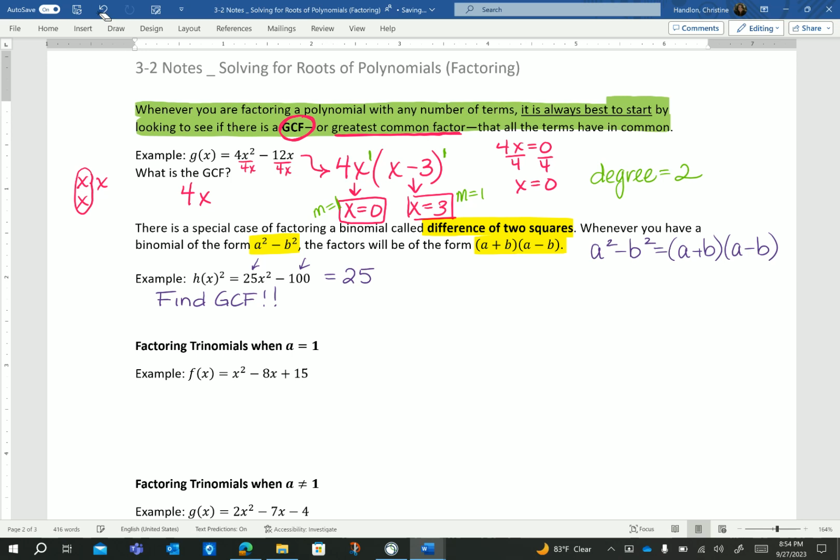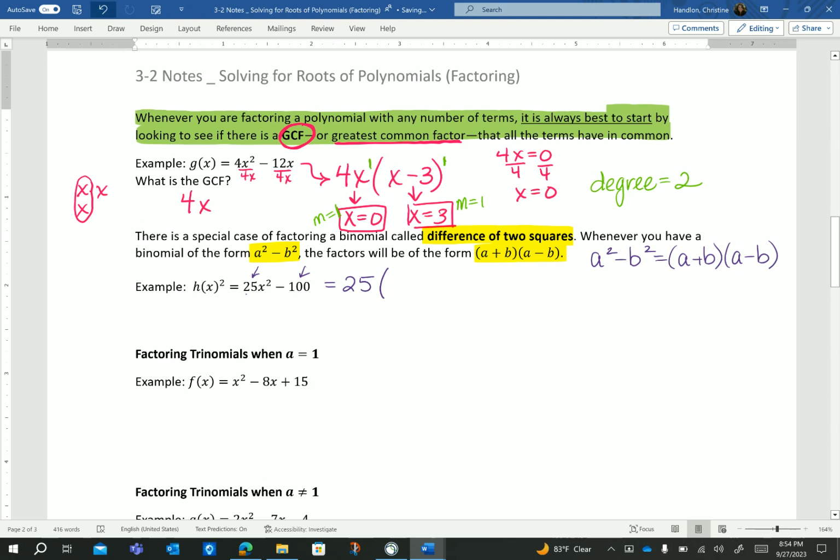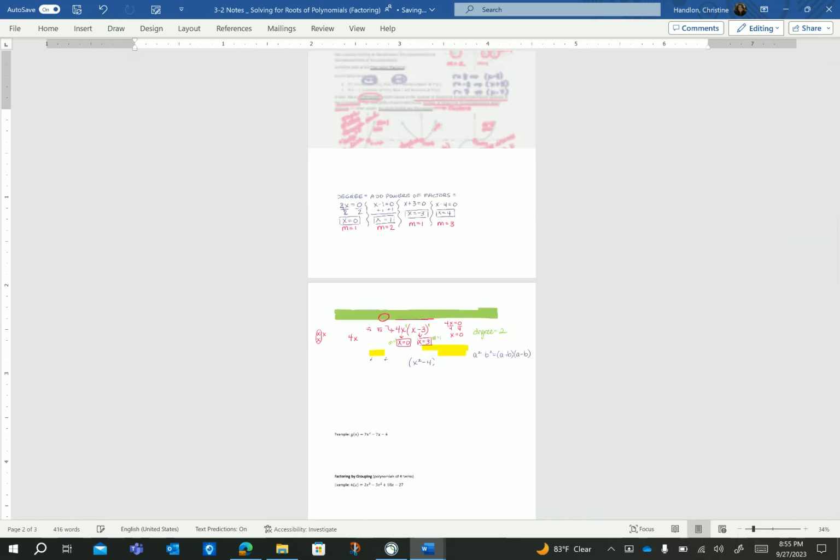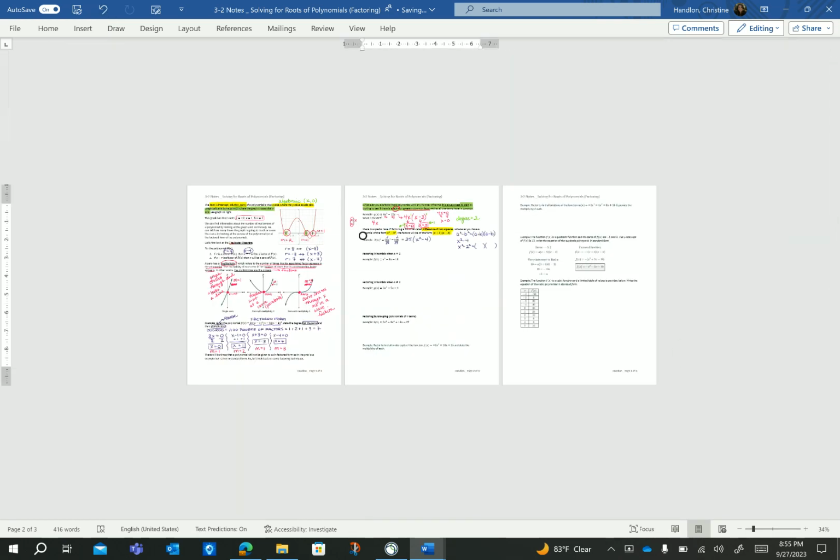So 25. Now, I'm going to move this here so I can visibly write what I'm going to do. Open parentheses. So I have to divide this by 25 and divide this by 25 to figure out the remaining factor. Well, 25x squared divided by 25 is x squared. 100 divided by 25 is a negative 4. Now, x squared minus 4 is the same thing as saying x squared minus 2 to the second power. So, how am I writing the factored form? Well, whoops. What did I do here?